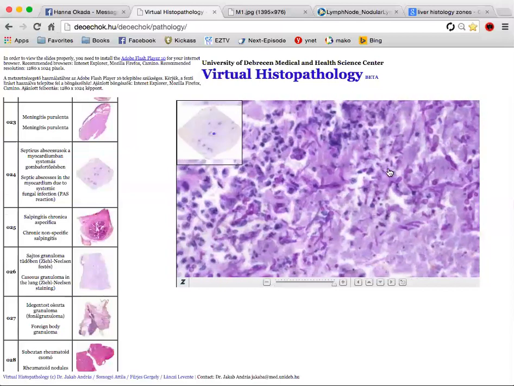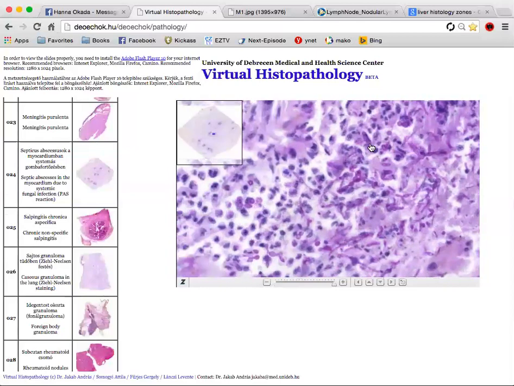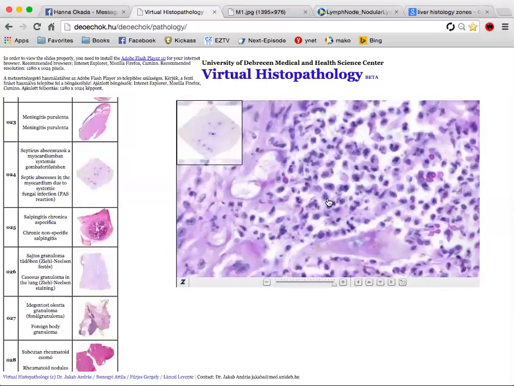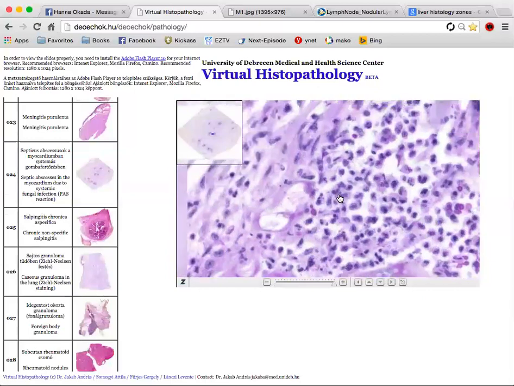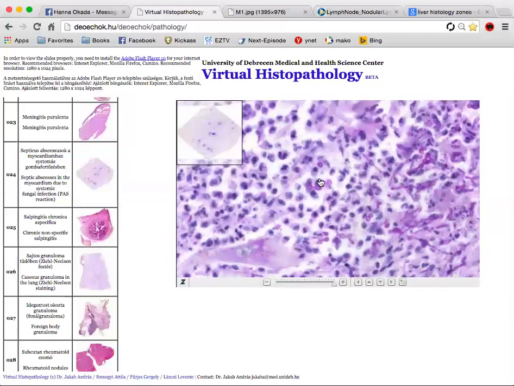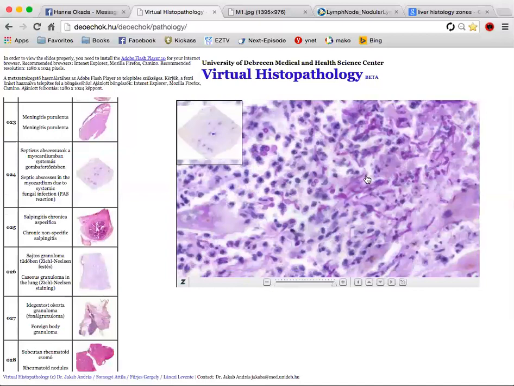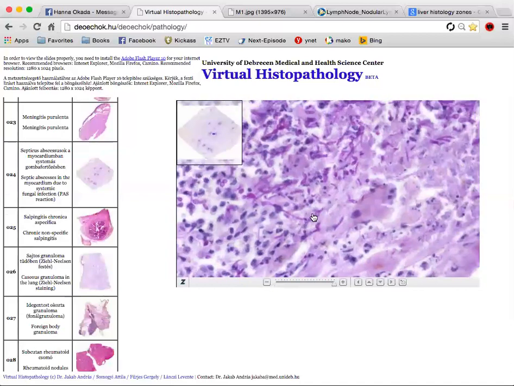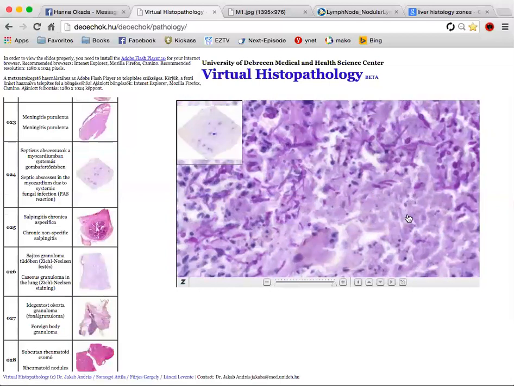Okay, and what you should be able to see is that these cells, like the nuclear staining, it looks good. But the more we reach the inside of the abscess, you start to lose nuclear staining. Okay, until here, it's all dead.